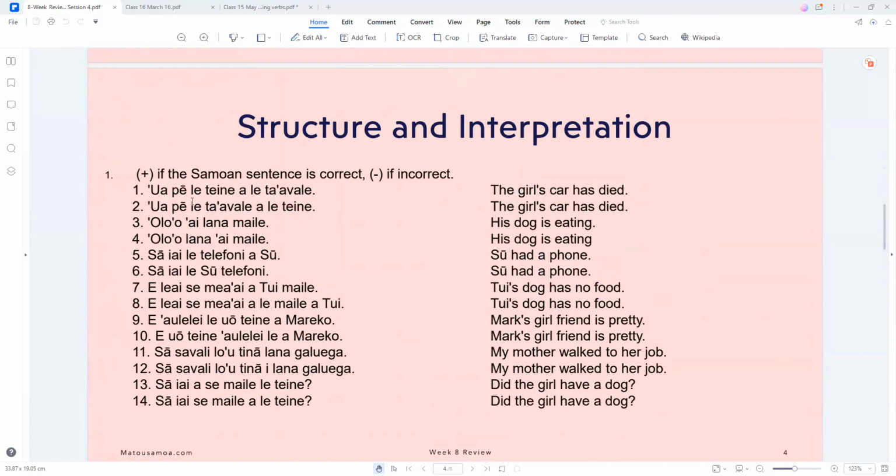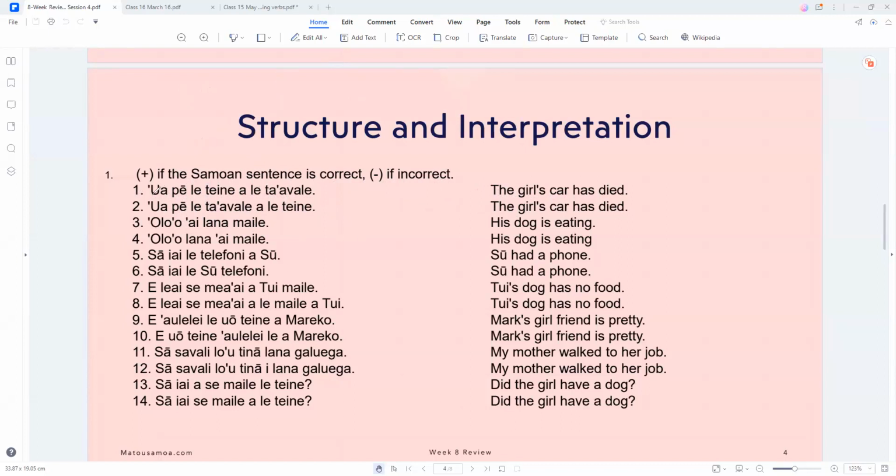So we have uape letene aleta avale. Oh, actually, there's only two. So if the Samoan sentence is correct, put a plus. If it's incorrect, put a minus. Okay, so does uape letene aleta avale say the girl's car has died? Is this correct or no? Does that mean the girl? No. Okay. So what does this one say? You're right. So I'll just put no.